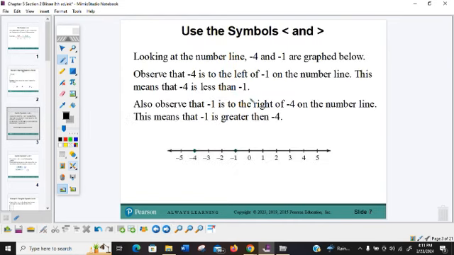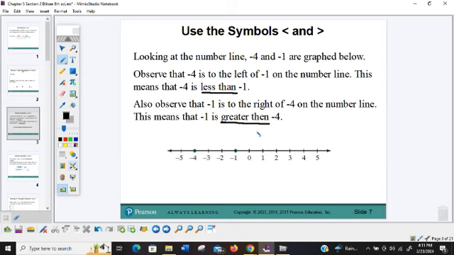Now we use their placement to decide if things are greater than or less than. So in this instance, -4 and -1 are graphed here. You can see that -4 is on the left of -1. So this means that -4 is less than -1. Also notice that -1 is on the right of -4. So that means -1 would be greater than -4.